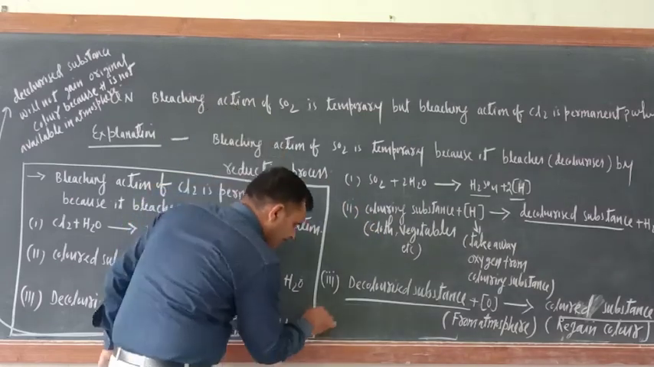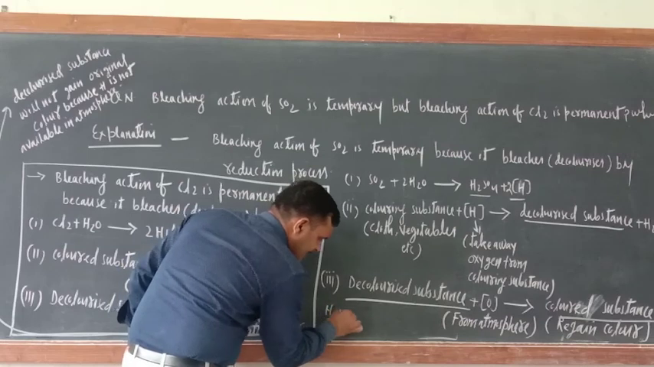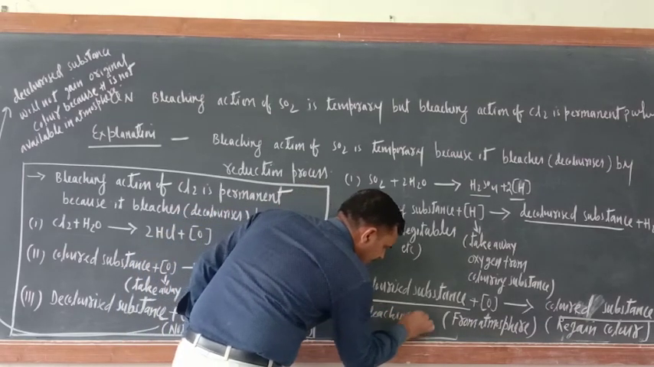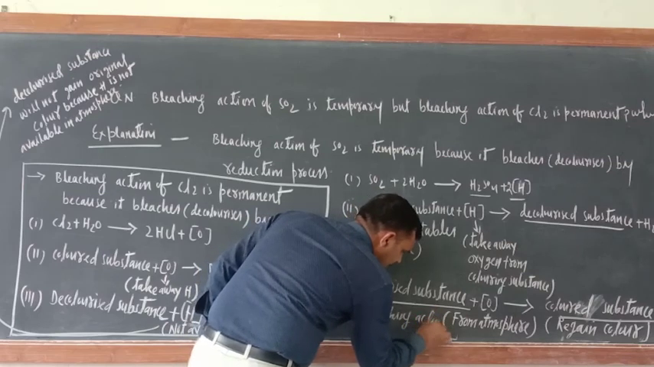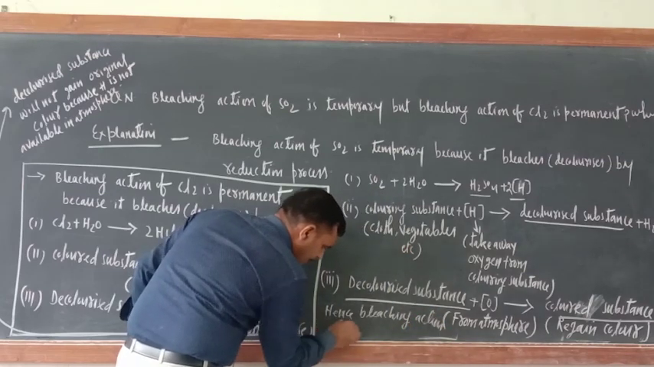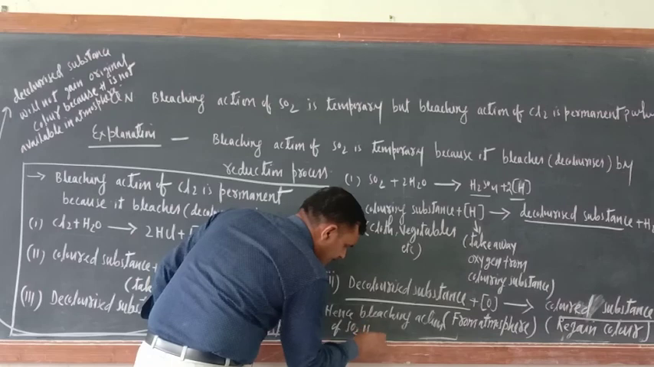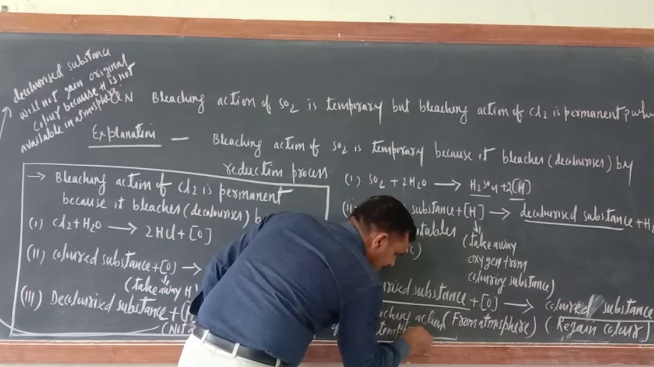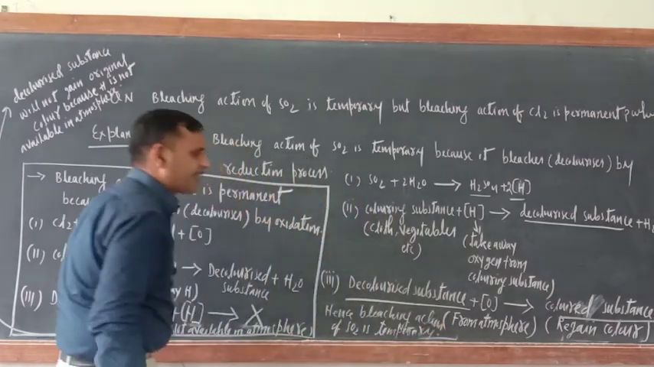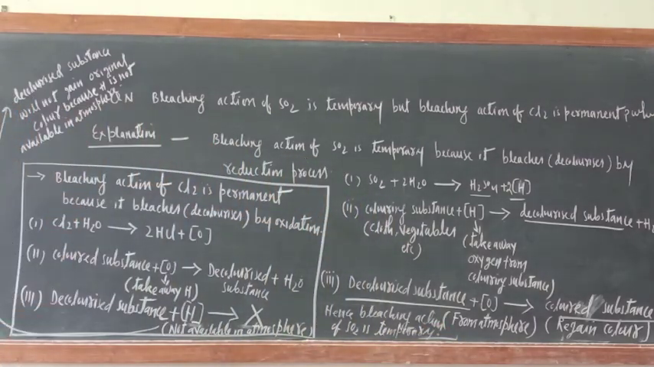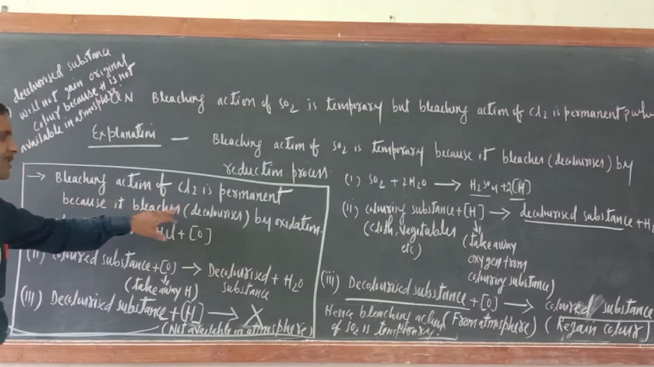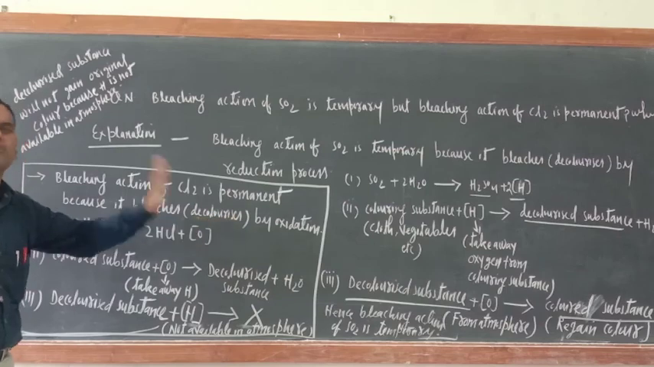Here you write: hence bleaching action of SO2 is temporary, because the decolorized substance has regained the color. Now what is the bleaching action of Cl2? Just see. Bleaching action of Cl2 is permanent because it decolorizes by the oxidation process.